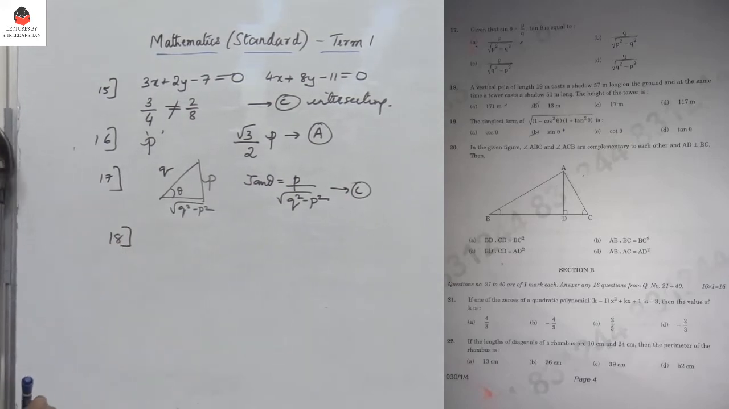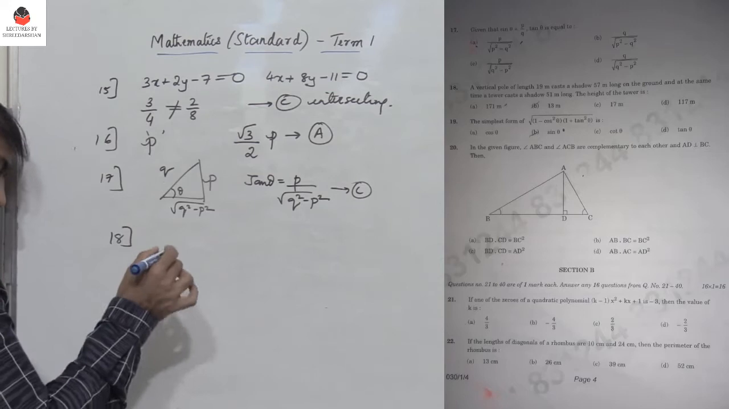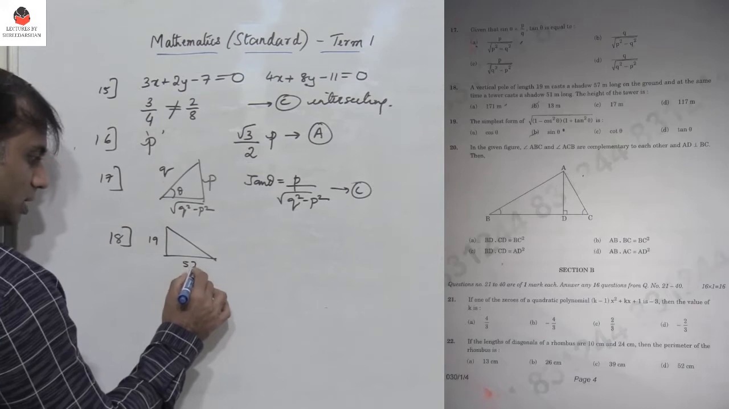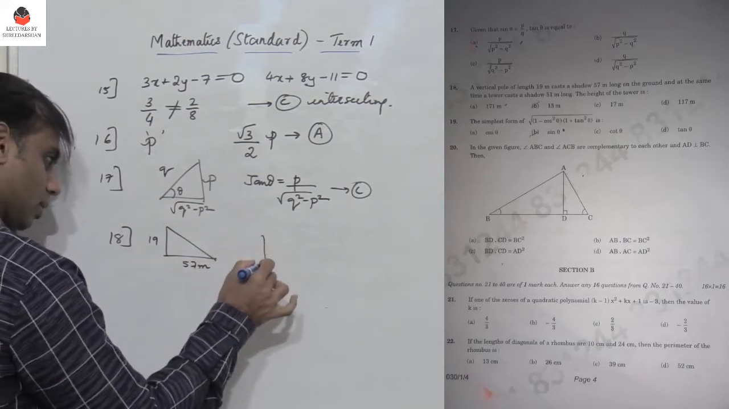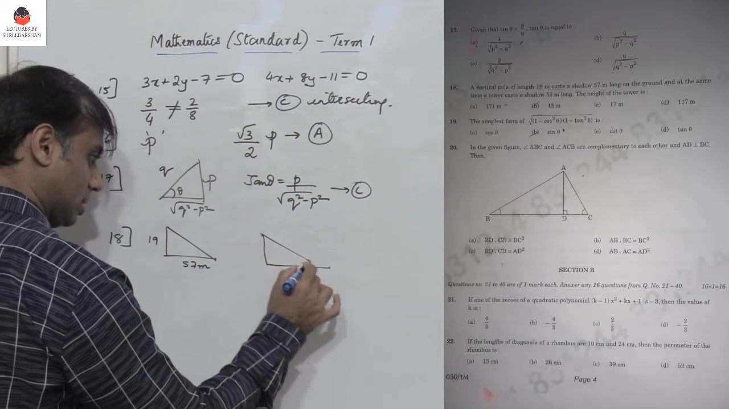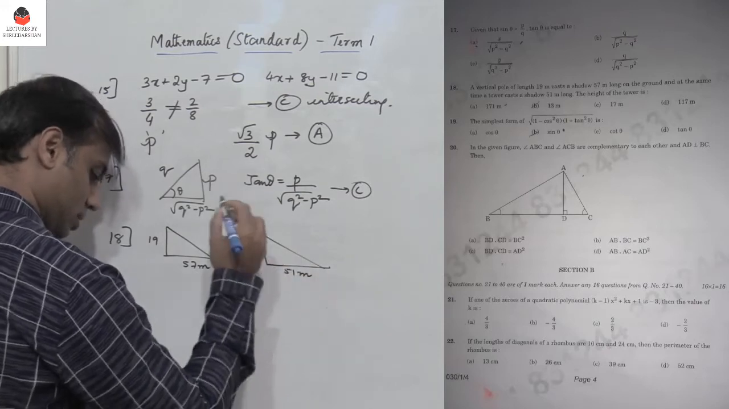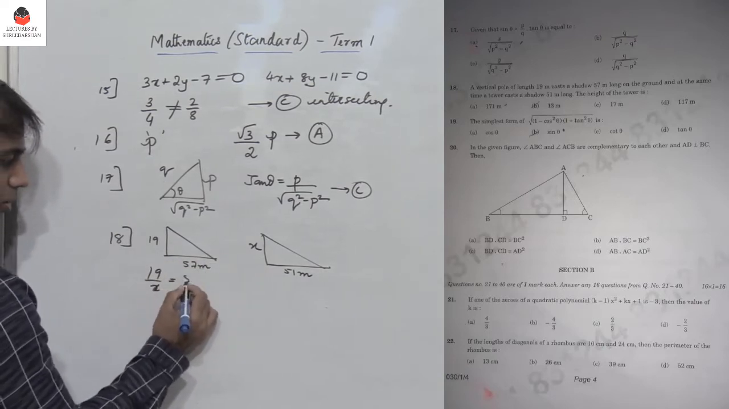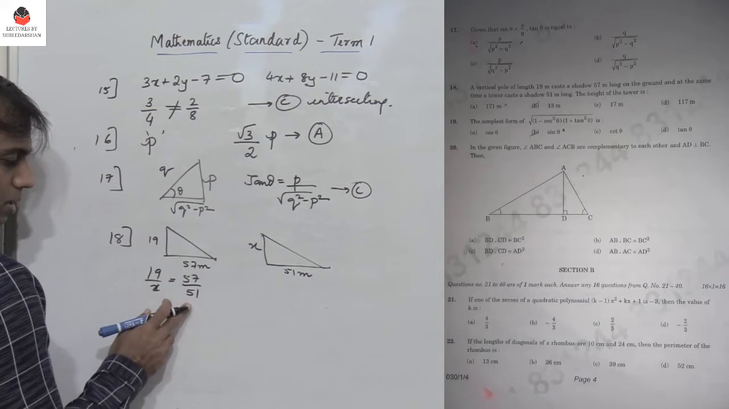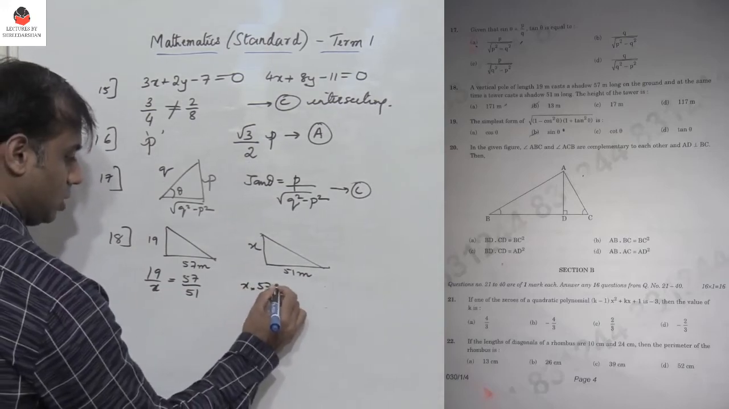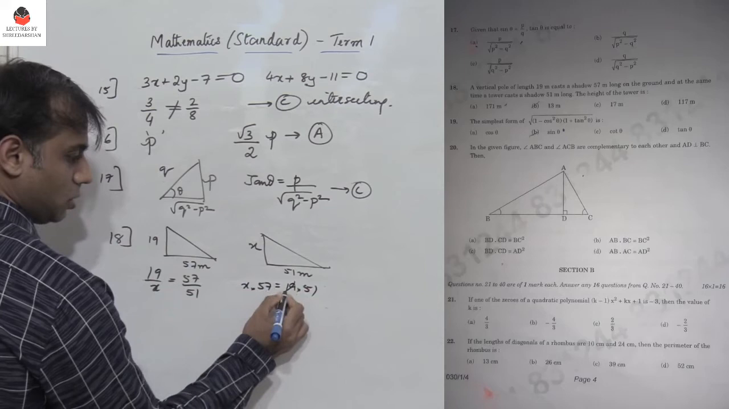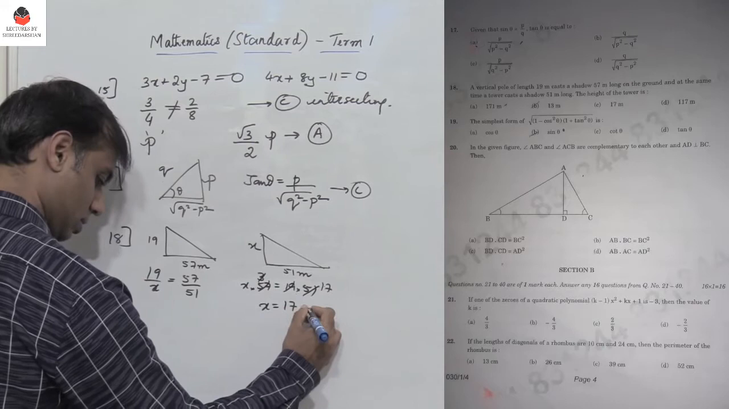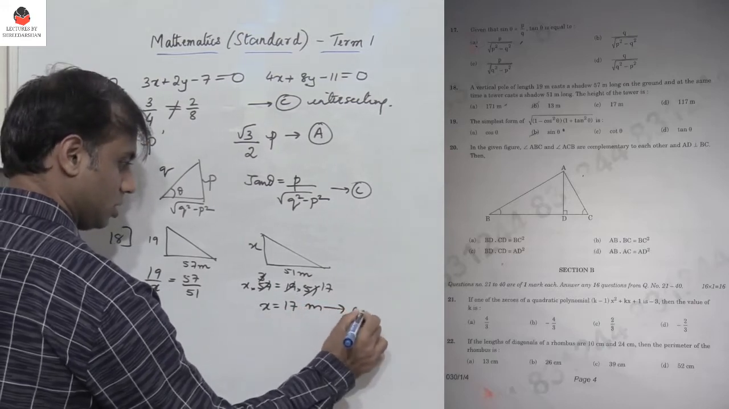18th one, a vertical pole of length 19 meters. So pole is of length 19, the shadow is 57 meters. And then there is a tower. I need to find its length. The shadow length is 51 meters. Right? So let this be x. So 19 by x is equal to 57 by 51. So we have x into 57 equals 19 into 51. So 19 3s are 57, 3 17s are 51. So x equals 17 meters, which is option C.